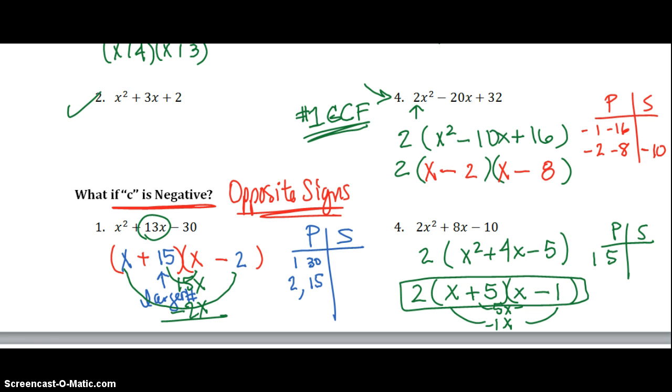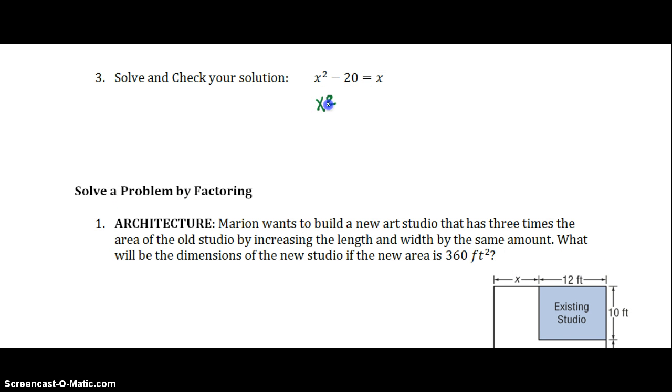All right, there's 2 on the next page for you to practice. For number 3, I need to bring my x over, makes it a negative x, minus 20 equals 0. And I have opposite signs. Because of this negative, I need a positive and a negative. This time, I want my larger number to be negative because when I add the two numbers, I want to keep it negative. So multiples of 20 that subtract to give me 1, and that's easy.